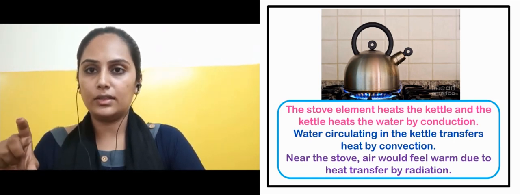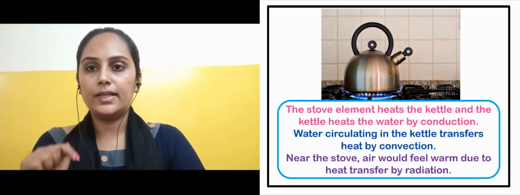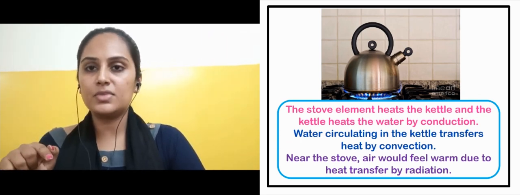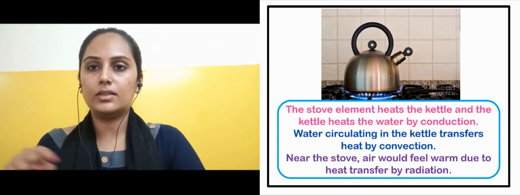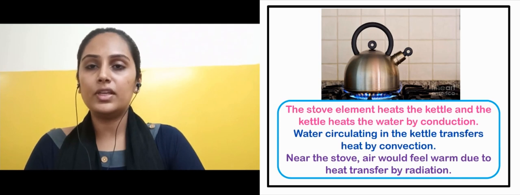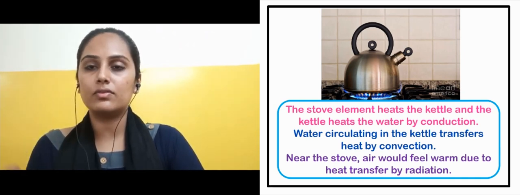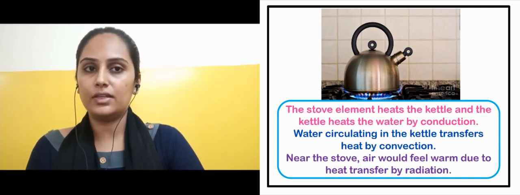Now there is water in the kettle. As we already saw, the hotter water gets heated, expands, gets lighter and rises up. Cooler water from both sides becomes heavier and settles down. So the convection process happens with this water in the kettle. Okay. Near the stove, air would feel warm due to heat transferred by radiation. Around the stove, you might have seen, the air is hot. That is because of radiation. Okay. So this was about conduction, convection and radiation.